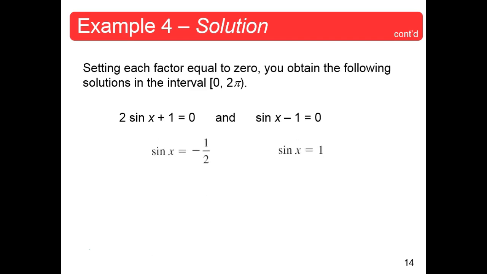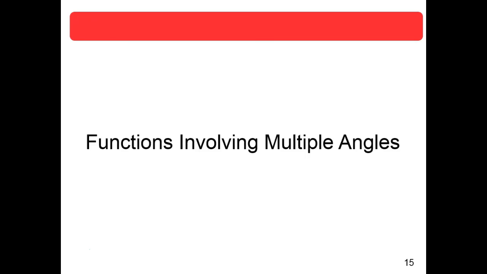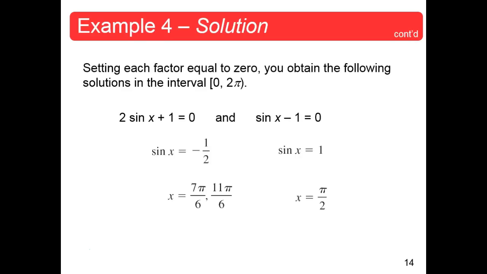First gives you sine x equal negative 1/2. The other gives you sine x equal 1. Sine x is negative 1/2 when x is 7/6 pi or 11/6 pi. It's equal to 1 only at pi halves between 0 and 2 pi. That's all she wrote, folks. Okay, so that's equation 4, or example 4.